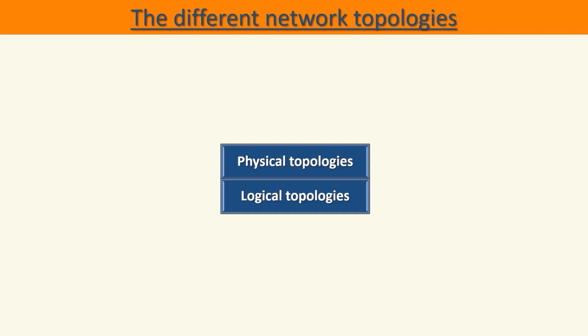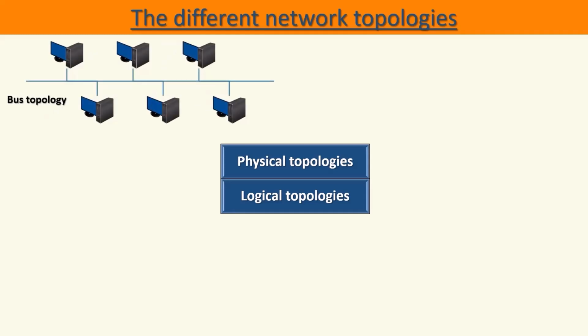Among the physical topologies, there's bus topology. The first networks were made using coaxial cables. It was a single long cable and each device was connected to it. At the end of the cable, you had to place a terminator. If the cable broke, the whole network went down.